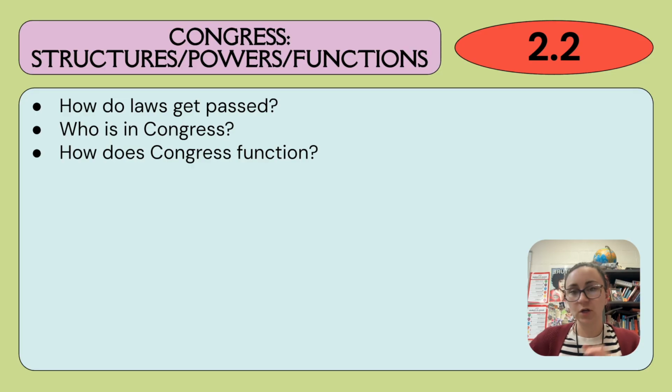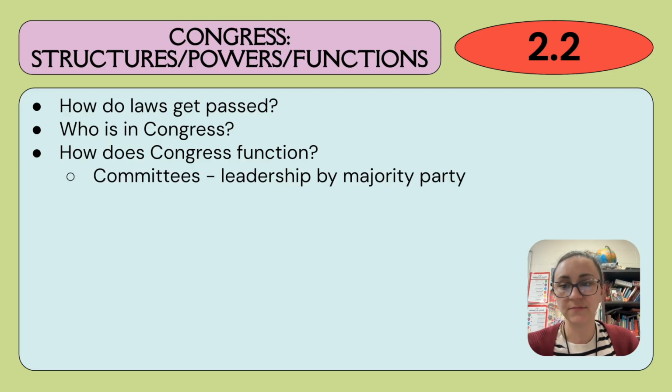Let's talk about it. We already said earlier we were going to talk about committees. Committees are groups of people, like I said, that have expertise in a topic area, right? So education, finance, military, veterans, things like that. The leadership of a committee is always the majority party. You need to know that. That has also been on your AP exam. So very tested topic here.